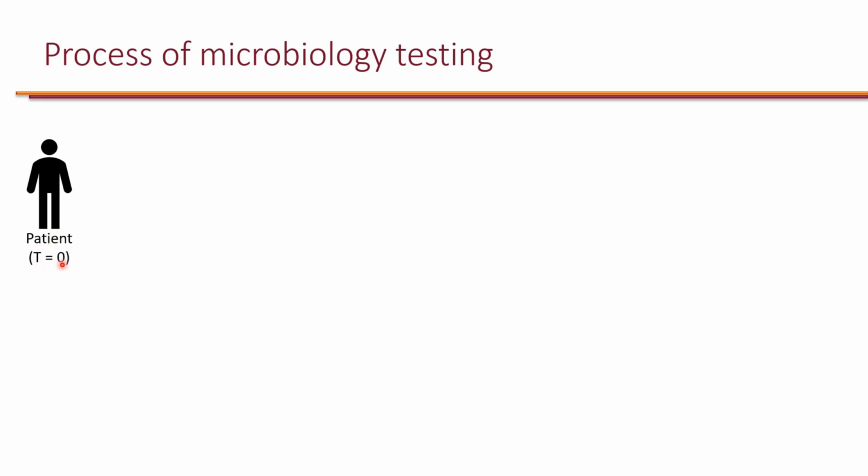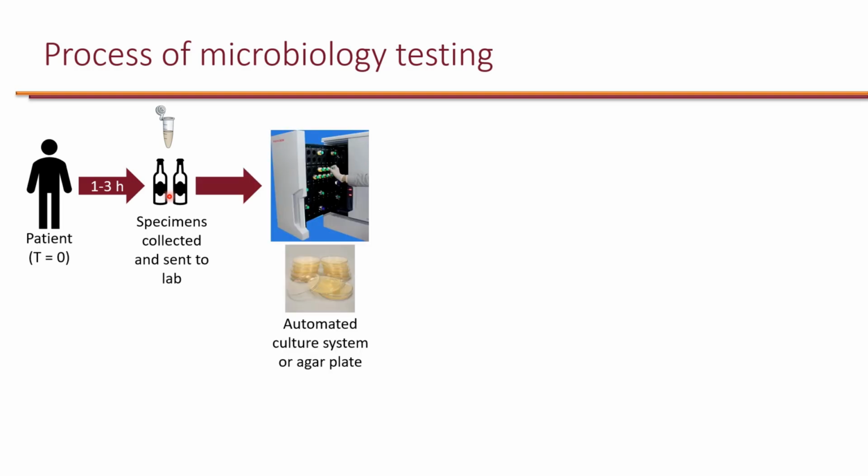So when the patient presents with symptoms and signs of an infection, we'll call this time 0. And typically, it will take anywhere between 1 to 3 hours for clinicians to examine the patient and, if necessary, collect specimens. And these specimens will be from the site of infection. For example, it could be blood or urine or any other specimen. And then the specimen will be sent to the microbiology lab for testing.